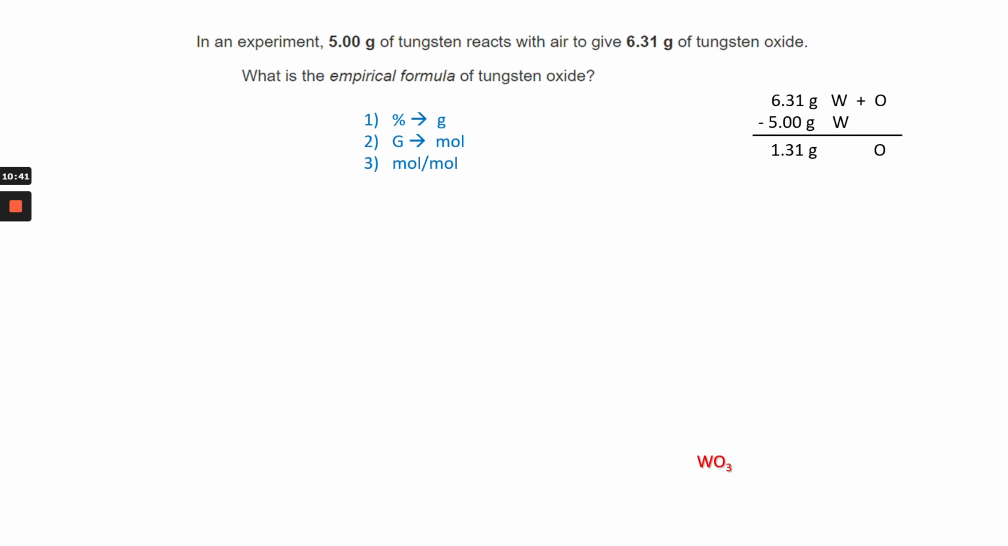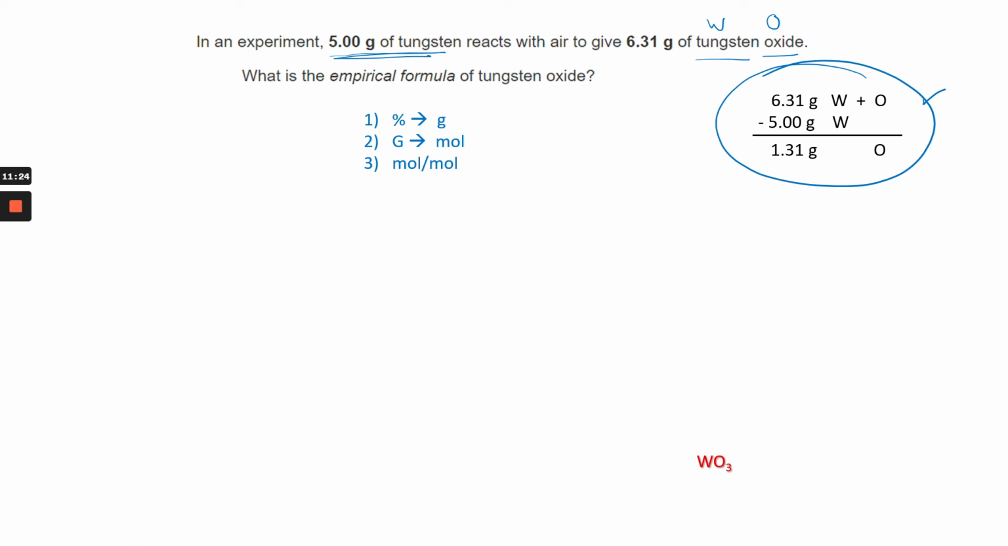In an experiment, 5 grams of tungsten reacts with air to give 6.31 grams of tungsten oxide. From the name, hopefully you can tell tungsten, symbol W, and oxide, O, the only 2 elements in this compound are tungsten and oxygen. And so that weighs, as I've shown here, 6.31 grams, the tungsten plus the oxygen. And remember, we started with 5 grams of tungsten. So if you take 6.31 grams minus 5 grams of tungsten, you find out that you have 1.31 grams of oxygen. This is the thought process you need to go through to begin with.